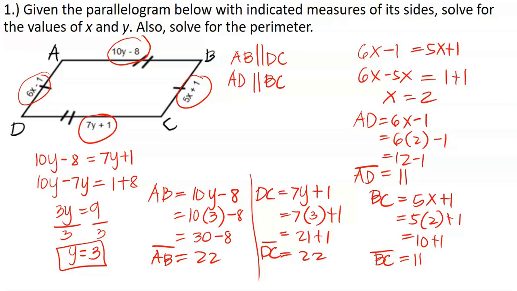Since AB is congruent to DC, and AB is 22, this is also 22. So 22 here, 22 here. And then since AD is congruent and parallel to BC, and we know that BC is 11, this should also be 11. So 22 plus 22 is 44, and then 11 plus 11 is 22. So 44 plus 22 is 66. So the perimeter of this one is 66. All right, there you go.